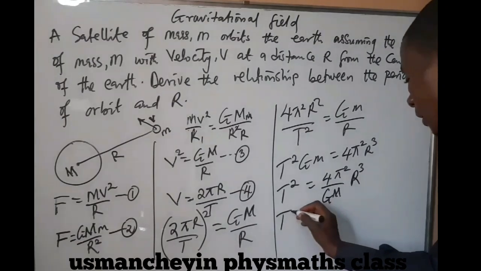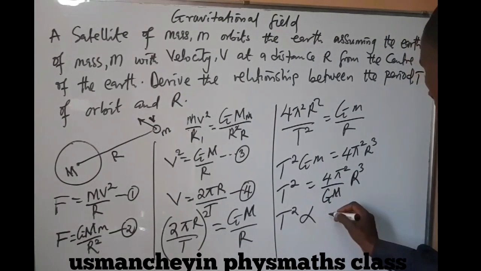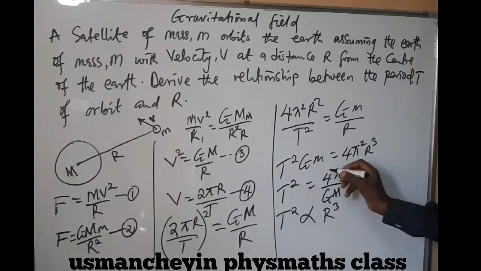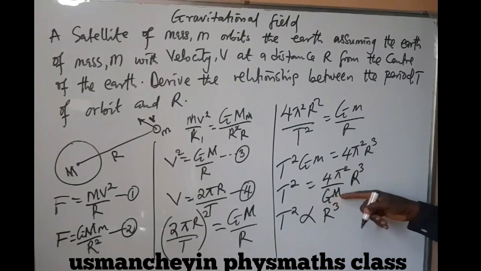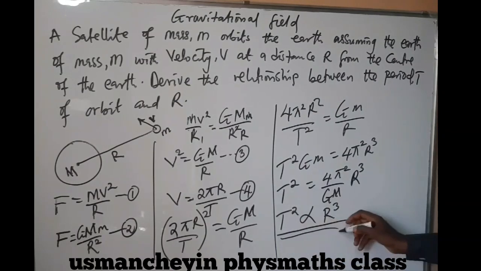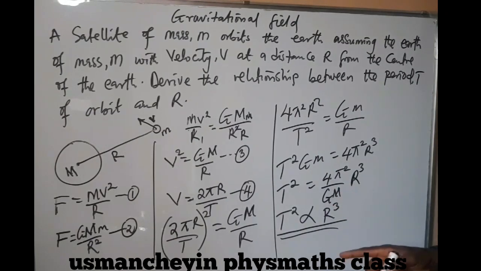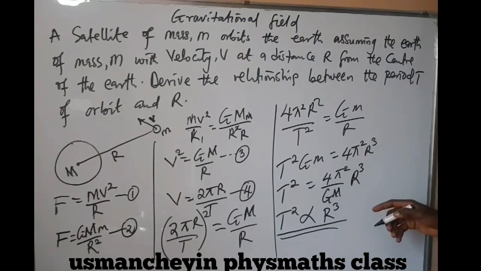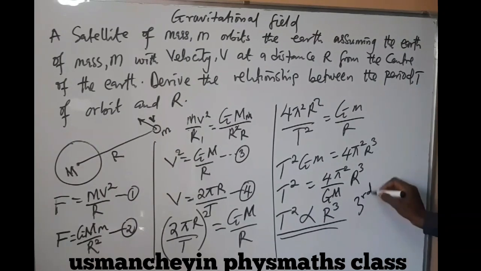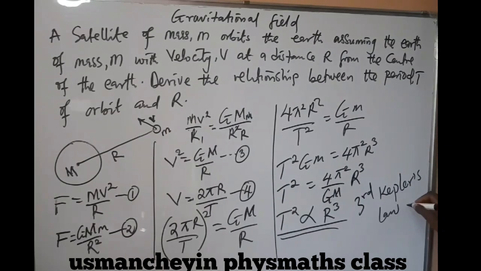All right, so from here T square is directly proportional to r raised to power 3, where 4 pi square all over G M, all of them are constant. And this is the relationship between the period and the what? The distance separating the mass of the Earth and the satellite. Okay, and this gives rise to what? Kepler's third law.